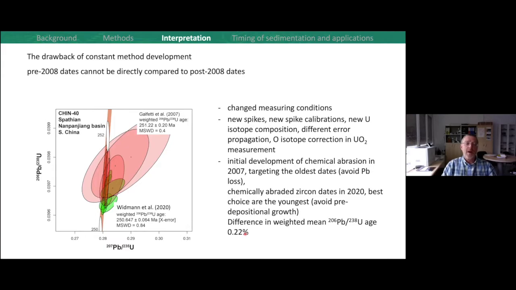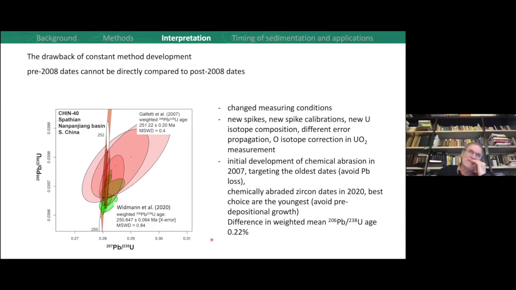And we cannot go back. We are constantly asked, can we go back and correct for this? No, we cannot. There are too many parameters which have changed. We can only reanalyze it.